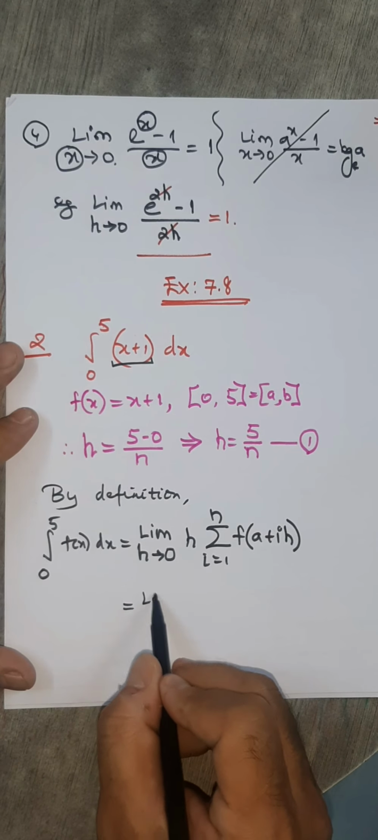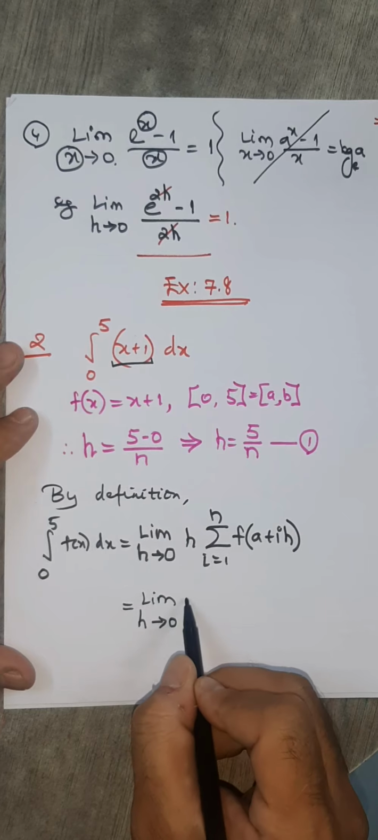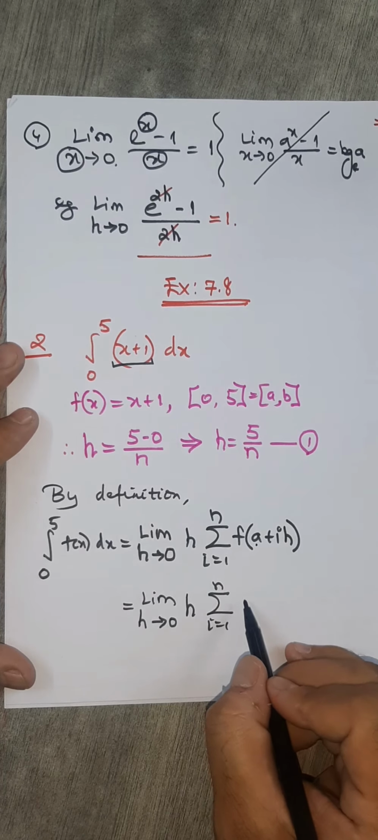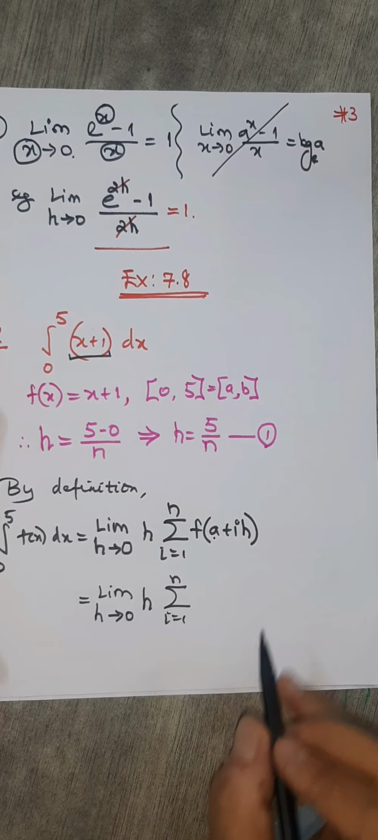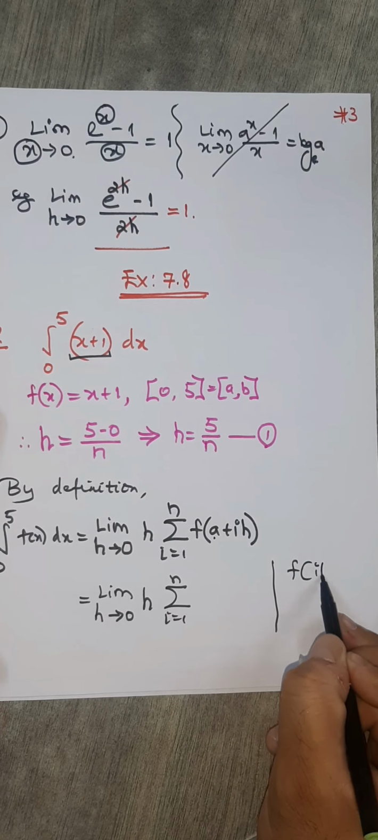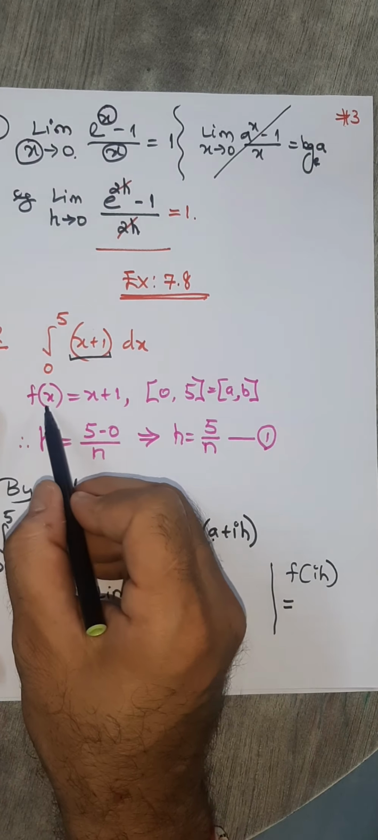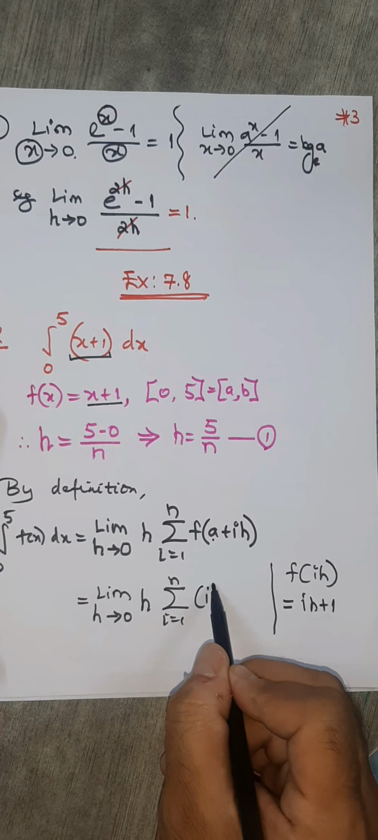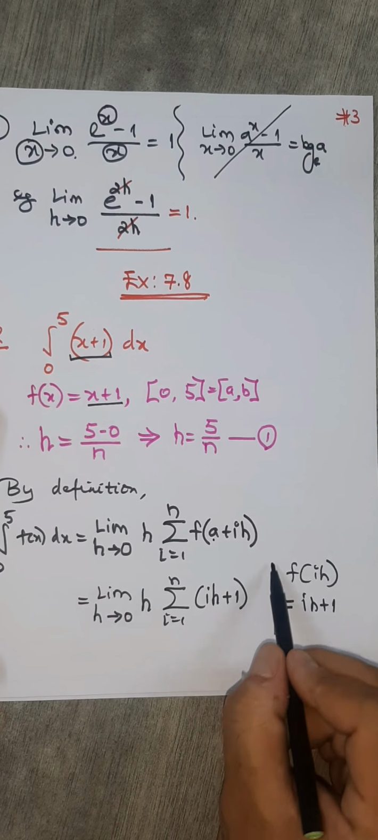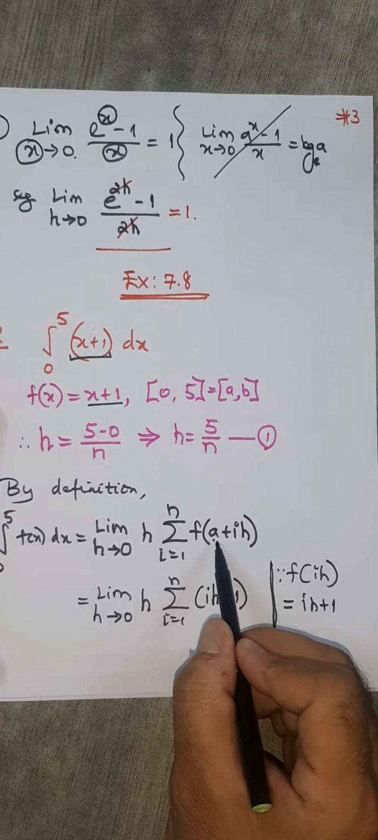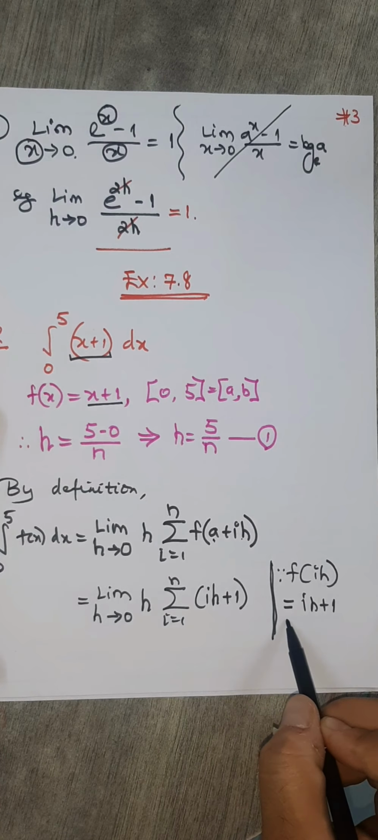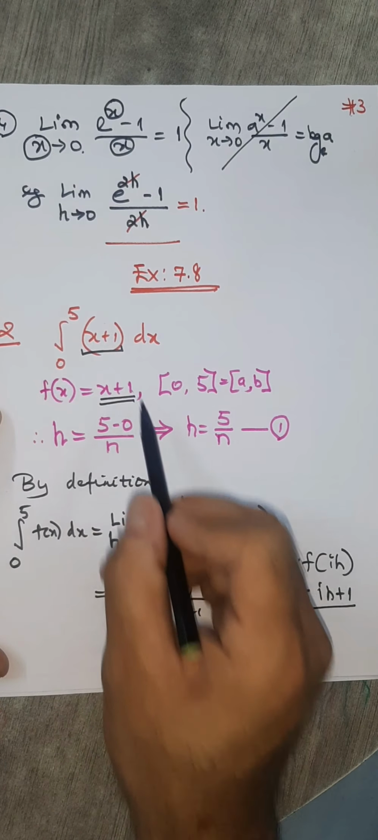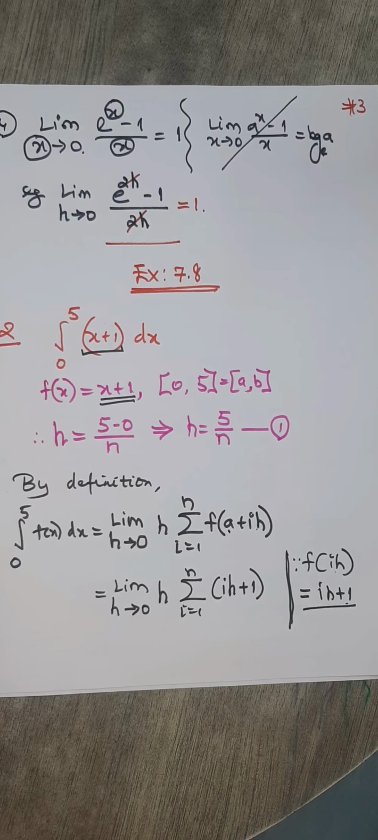This is basically now no more integration. This is a question of limits, remember. Sigma i runs from 1 to n. What is a here? 0. So this is f of ih, because a is 0 here. Now what is f(x) here? X plus 1. So what is f of ih? Ih plus 1. So I'll write here ih plus 1. I have dropped one step. What is a? 0. So 0 plus ih, that is f of ih. What's the definition of the function here? Just go to the function x plus 1. So ih plus 1. Now we use the properties of sigma.